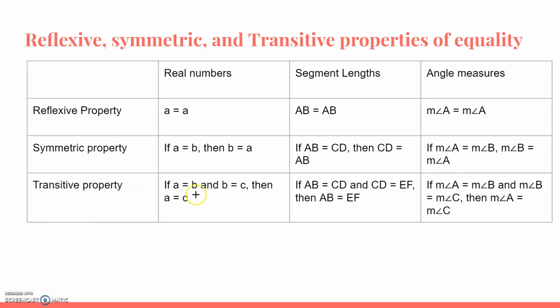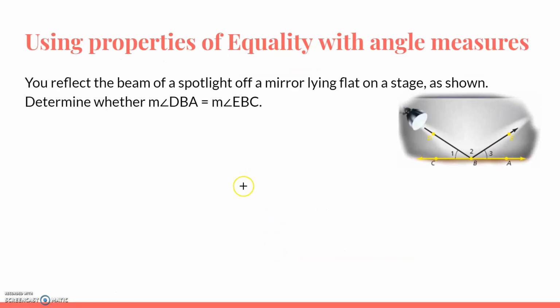Next, the transitive property, if A = B and B = C, then A = C. If AB = CD and CD = EF, then AB = EF. If angle A = angle B and angle B = angle C, then angle A = angle C.